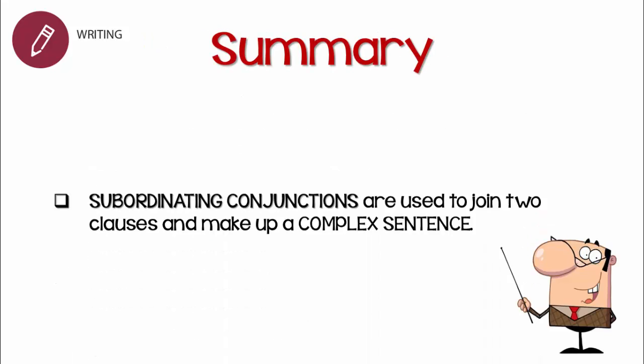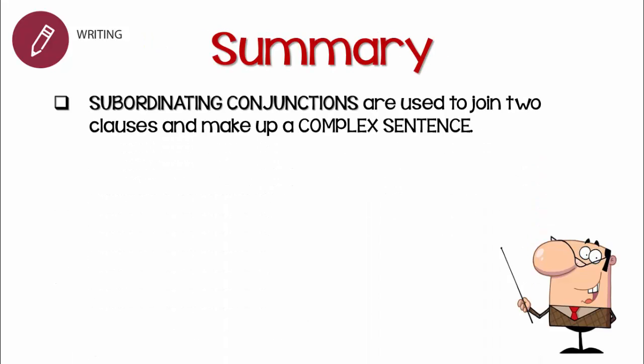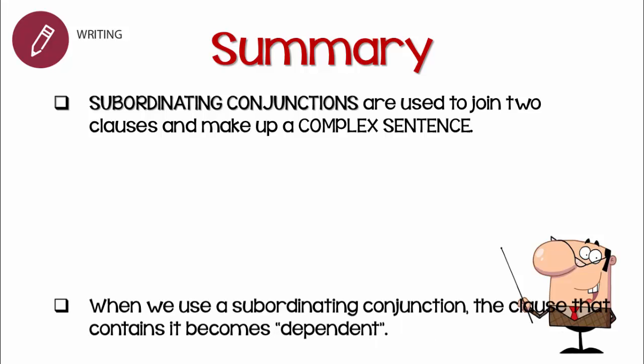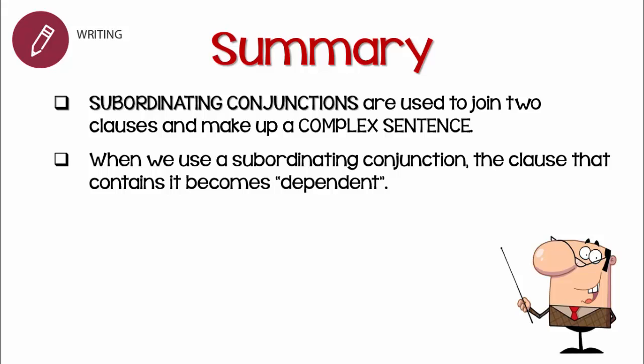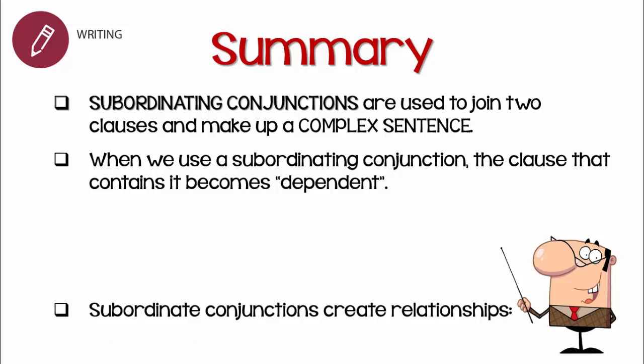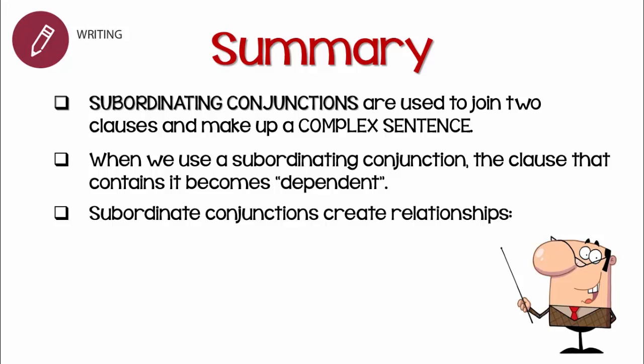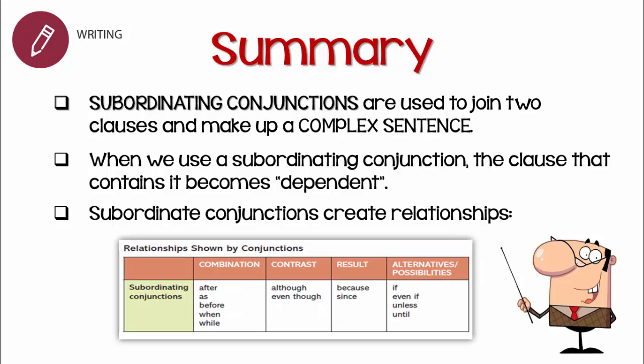In summary, subordinating conjunctions are used to join two clauses and make up a complex sentence. When we use a subordinating conjunction, the clause that contains it becomes dependent. Subordinating conjunctions create relationships: combination, contrast, result, alternatives or possibilities.